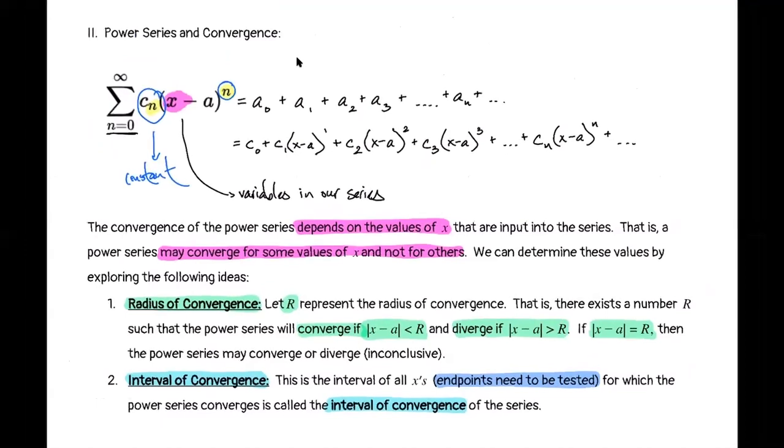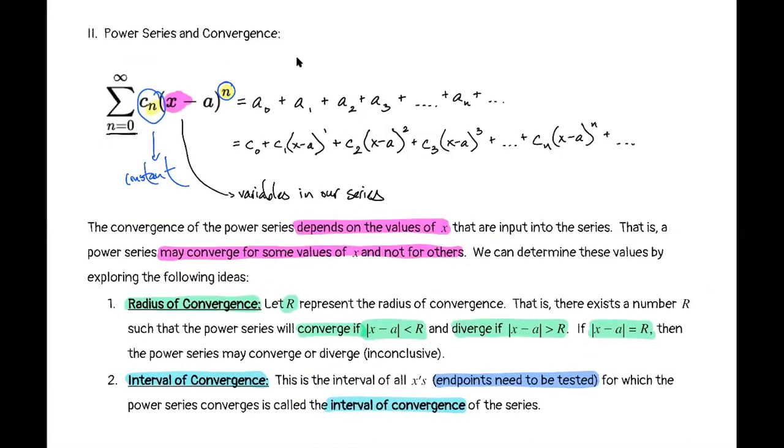So power series, lots of uses. The main difference here is that we now have a variable in our series. And because we have that variable, we now have a case where sometimes the power series converges and sometimes it diverges. And so in order to figure out where it converges and where it diverges, we need to use this idea of the radius of convergence and the interval of convergence.